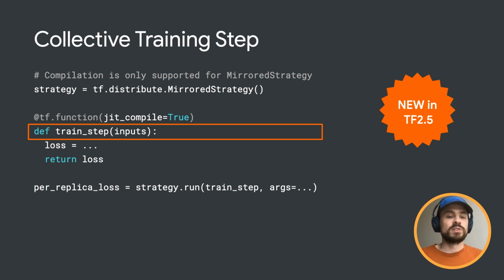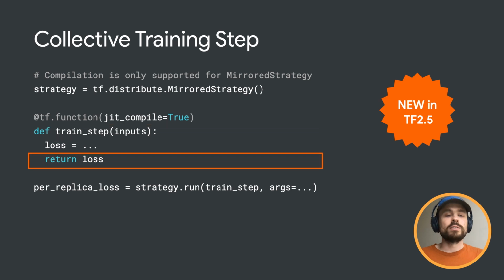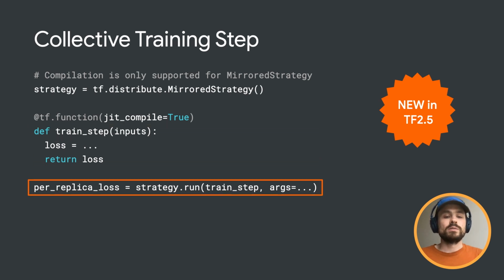Currently, we only support the mirrored strategy. In that case, you can annotate the entire training step with jit_compile=True and pass it to strategy.run. There are some caveats. We currently do not support SPMD, so multi-device compilation will require as many compilations as you have devices.